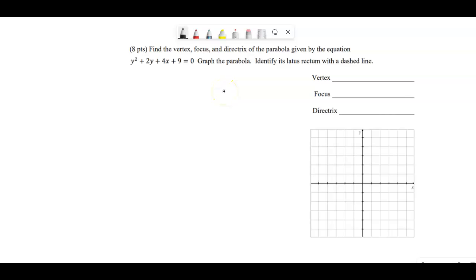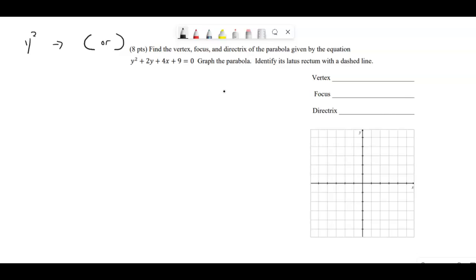Find the vertex, focus, and directrix of the parabola given by the equation, and graph the parabola, and identify its latus rectum with a dashed line. All right, so the first thing to note, we have a y squared, but no x squared. Clearly a parabola. Now the y squared parabolas are either opening to the right or opening to the left parabolas. They're not the regular x squared up-down parabolas.